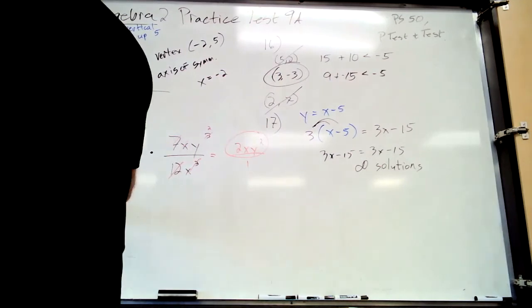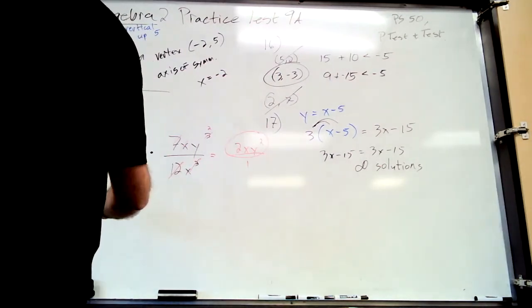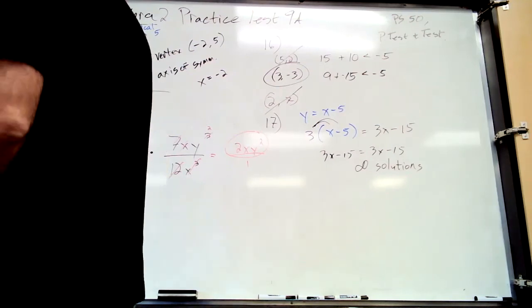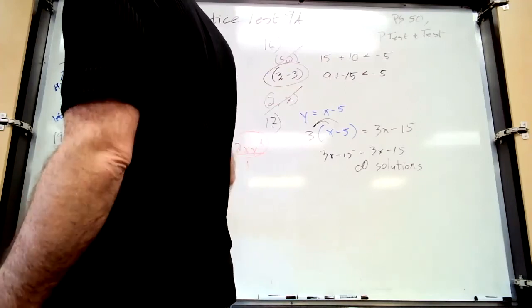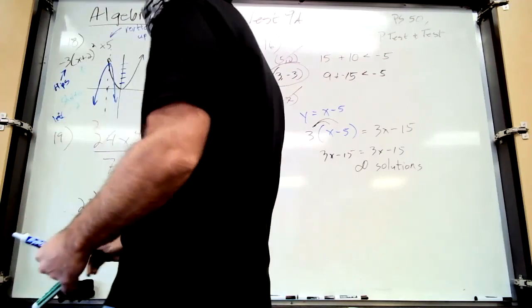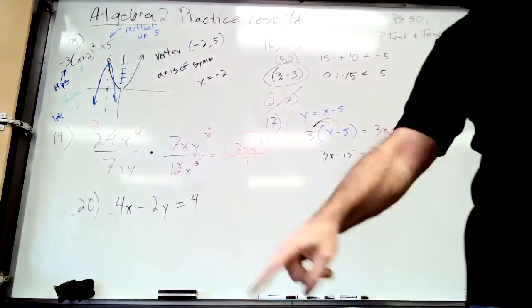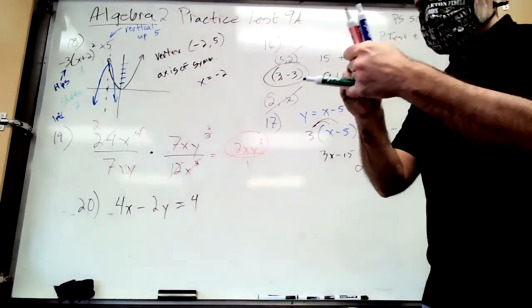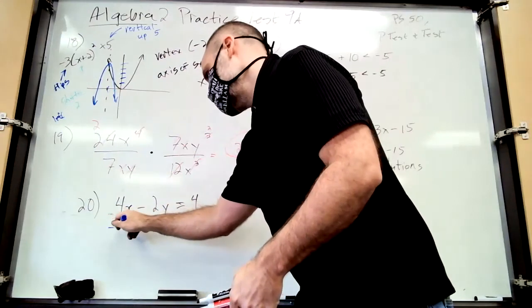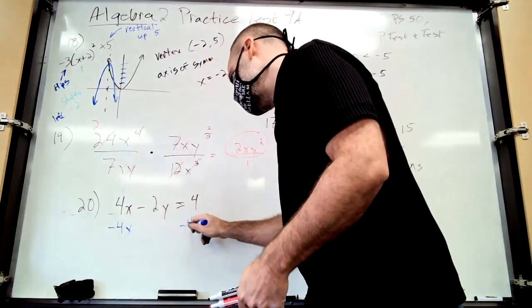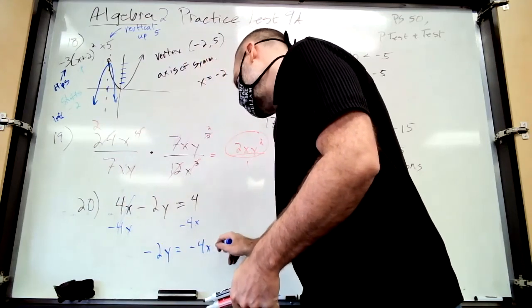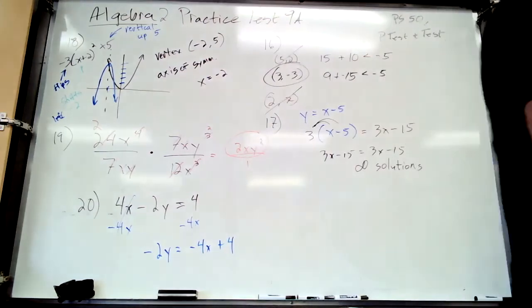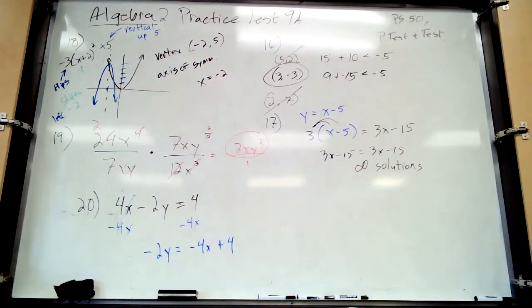Okay, so number 20, put this in slope-intercept form and then graph it. So how do you put something in slope-intercept form? Get the y by itself. So we have to get rid of that 4x, right? How do you get rid of 4x? Subtract 4x, or just put it over on the other side. So you're left with negative 2y equals negative 4x plus 4. You can say 4 minus 4x, but in slope-intercept form we like the x term first, so you're eventually going to have to move it around anyway.